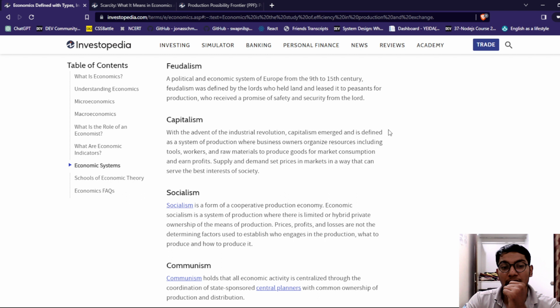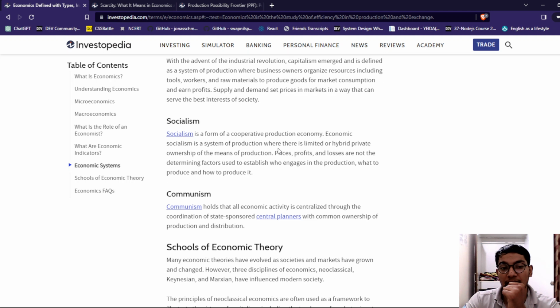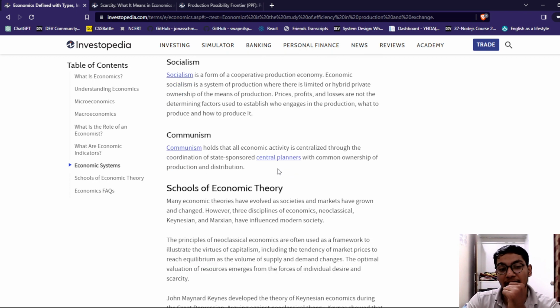Capitalism. With the advent of the Industrial Revolution, capitalism emerged and is defined as a system of production where business owners organize resources, including tools, workers and raw materials, to produce goods for market consumption and profit, with supply and demand set at a price in the market in a way that can serve the best interest of society. Socialism is a form of cooperative production economy. Economic socialism is a system of production where there is limited private intervention. Price, profit or loss is the determining factor.